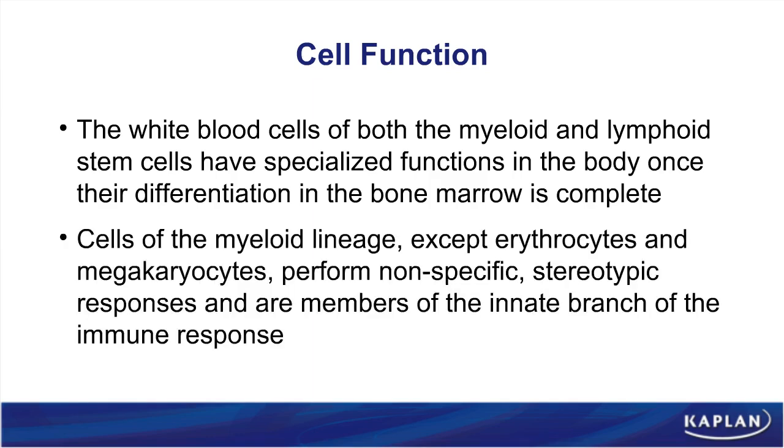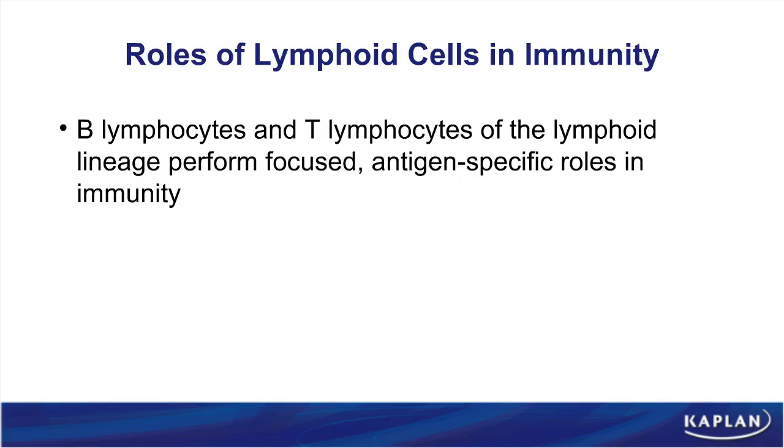The myeloid lineage cells, with the exception of our red blood cells and our megakaryocytes, are all going to contribute to the performance of the innate immune response. And remember, those are then going to be non-specific responses that we are going to see immediately upon activation of the immune response. Our cells derived from the lymphoid progenitor cells unfortunately don't follow the same rules.